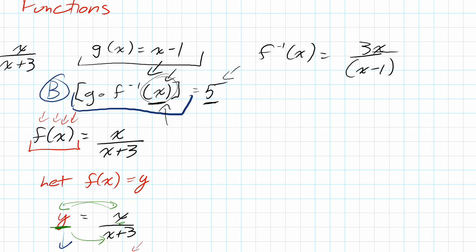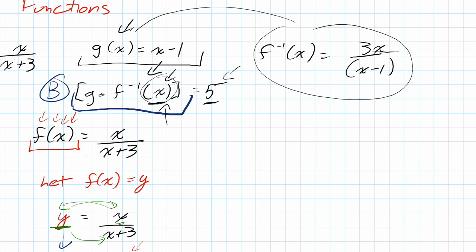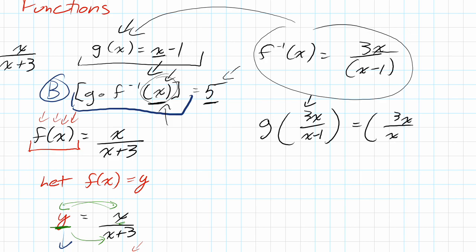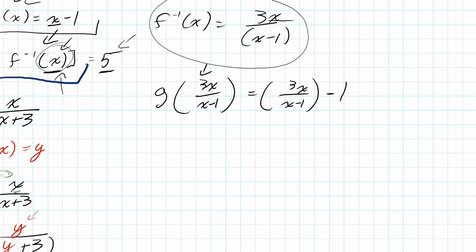So let's plug it in. I'm going to take their inverse function. That's going to be the input to the g of x function. So essentially, this is going to look like g of 3x over x minus 1. Okay. I know this is a lot. And then we're going to replace the x with what our input is, which is 3x over x minus 1. Now, luckily, there isn't much we have to do here. In fact, I don't really combine those. That is what it's going to be.